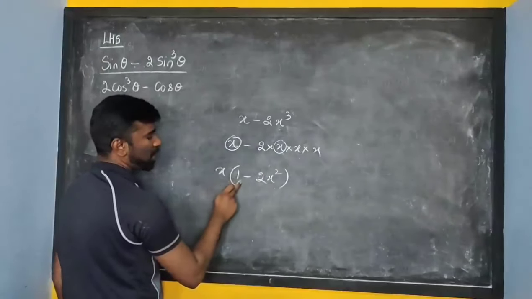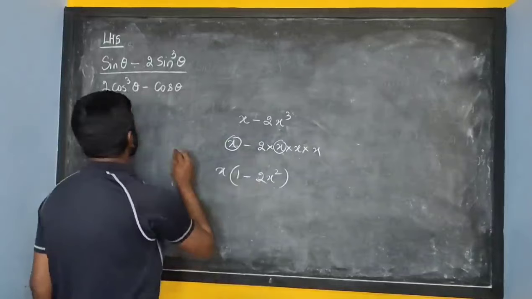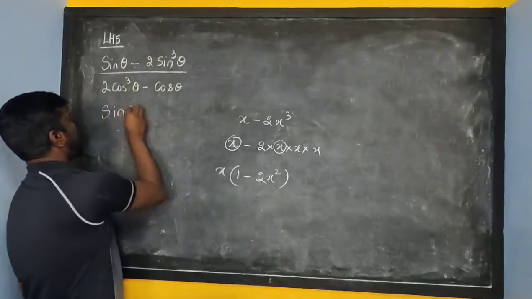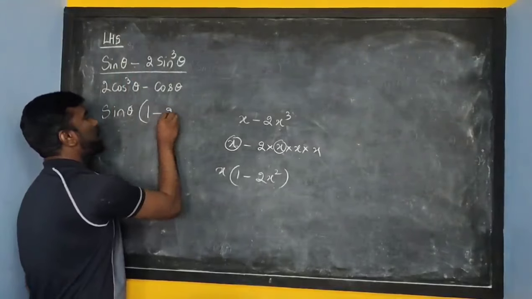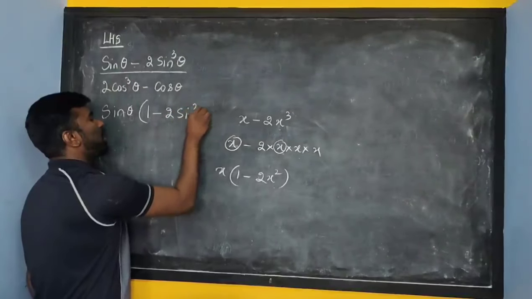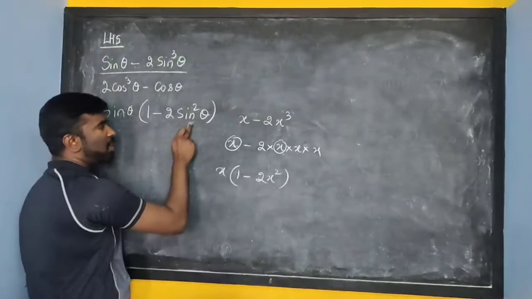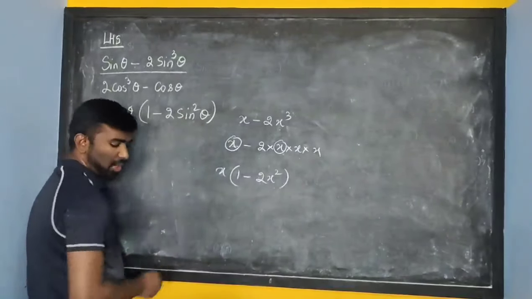If you take x common, you get 1 minus 2x square. In the same way, if I take sin theta common, what I get is 1 minus 2 sin square theta. Out of 3 sin theta, you have taken 1 sin theta out. The remaining is sin into sin, that is sin square theta.